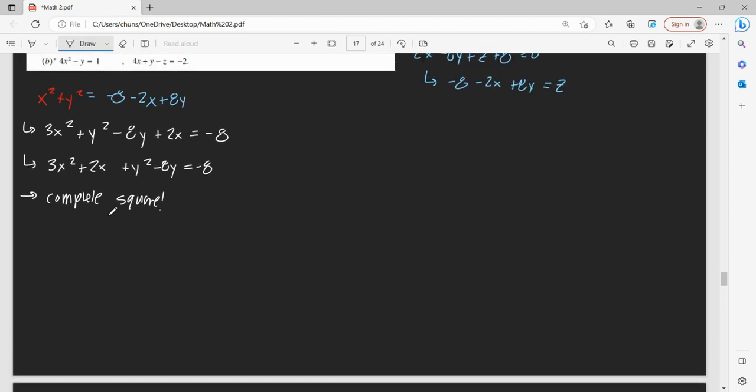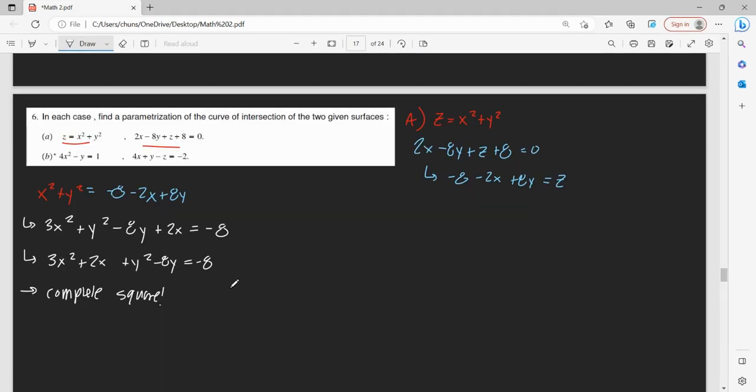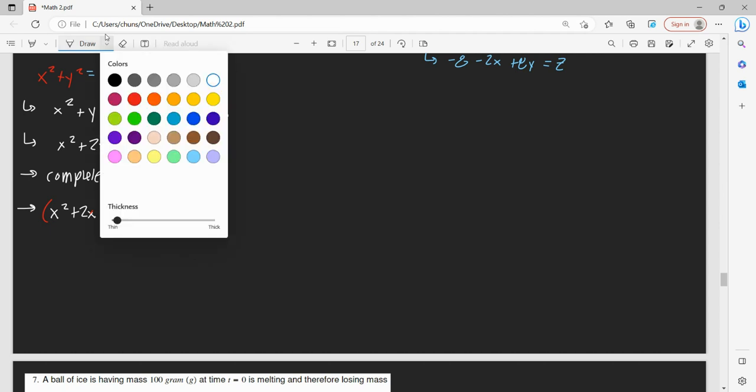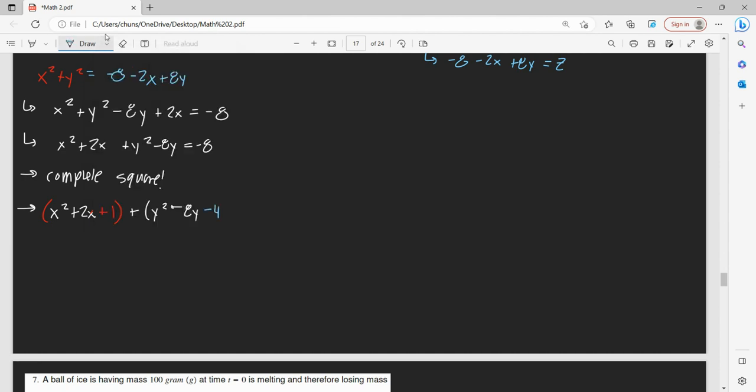Okay, so to complete the square, sorry, I made a mistake. This is meant to just be x squared. So now we can complete the square. So to do that, we're going to take x squared plus 2x. We're going to take half of 2x, and we're going to add it. So that's 1. Do the same thing with our other side. So half of our middle term is negative 4.